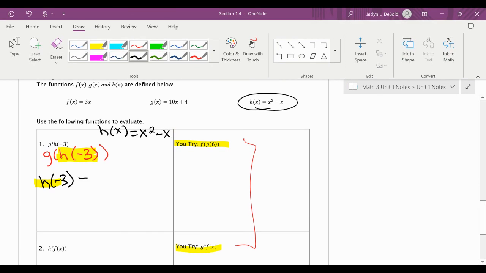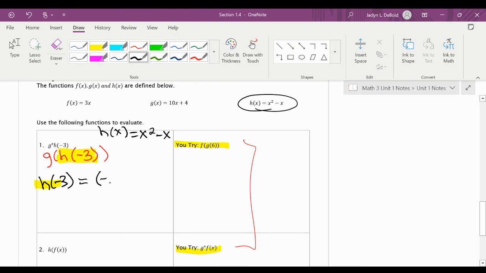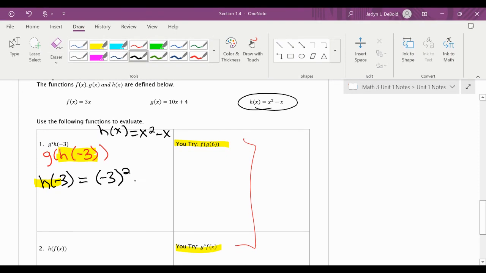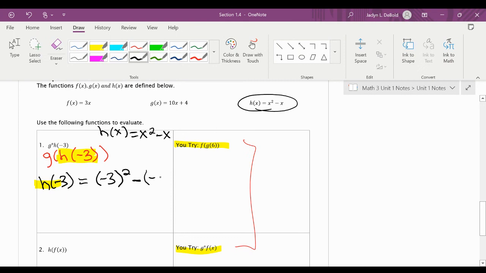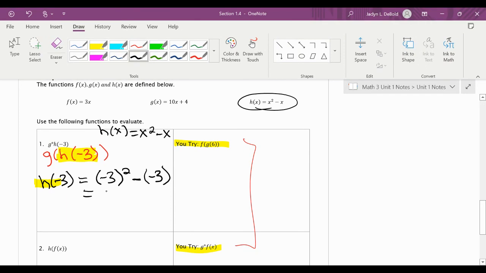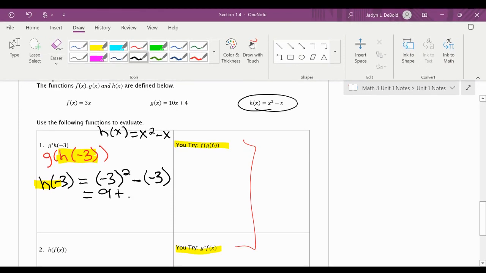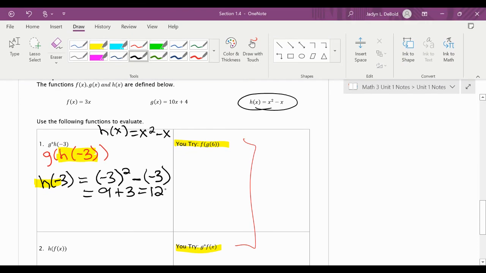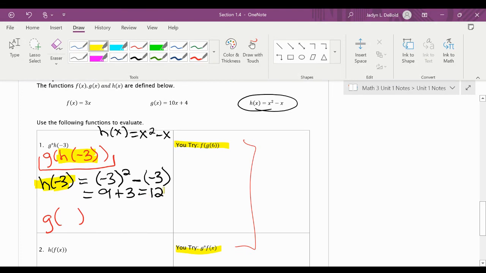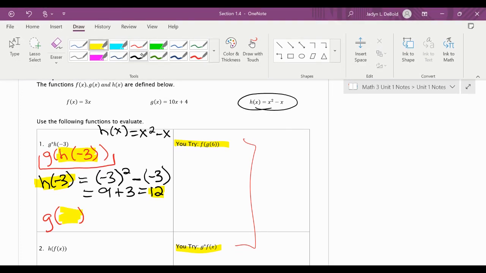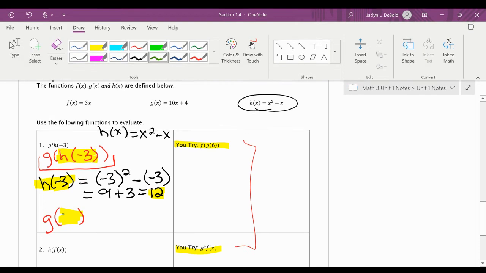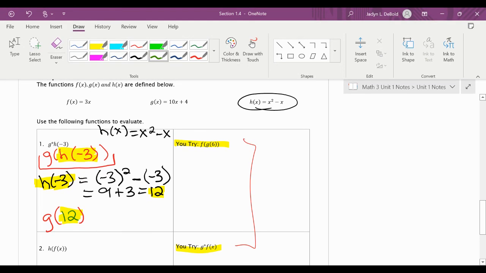And so when we substitute that in, I want to use parentheses. So remember, when you square, you're going to get a positive number minus. And I'm going to use parentheses for both so we don't make any little mistakes. So this ends up being 9 plus 3, which is 12. And that's not our final answer, though, because if we look at the original, we had g of, and then the part that we just solved for, h of negative 3, we just said was 12. So that 12 is now the next part of our problem. So now I've got to find what g of 12 is.